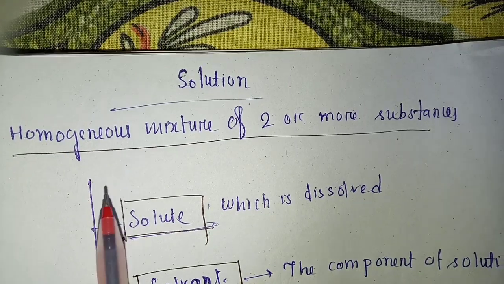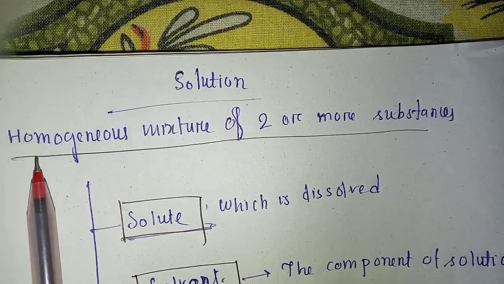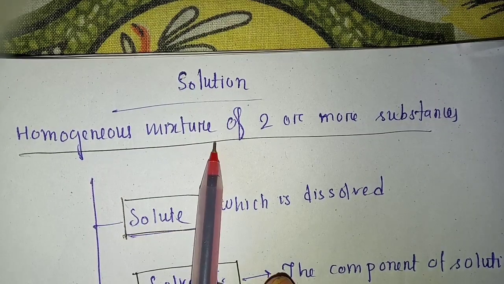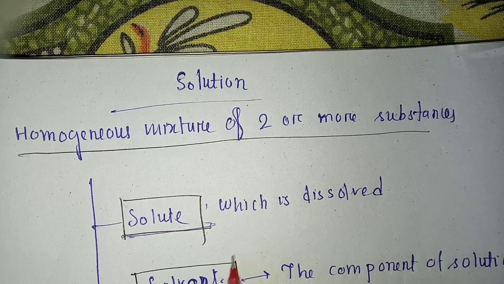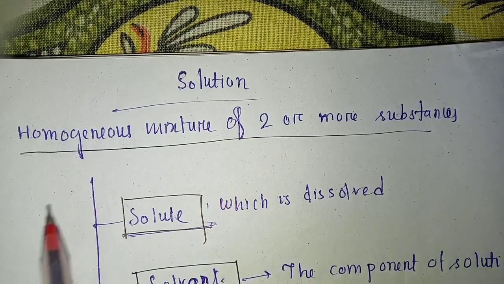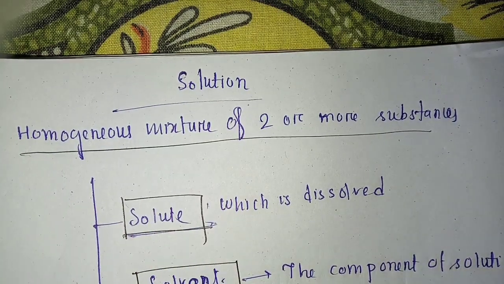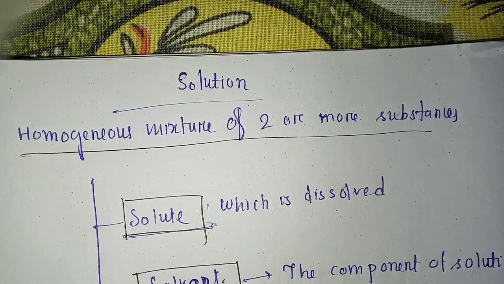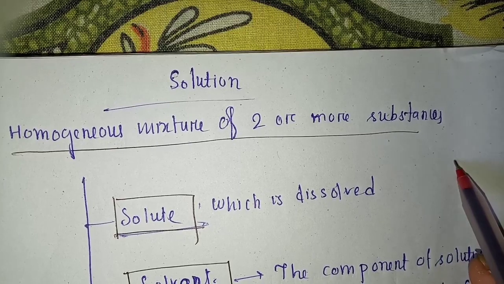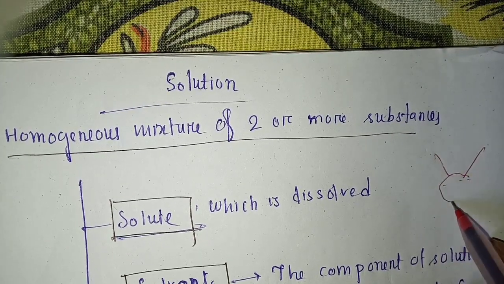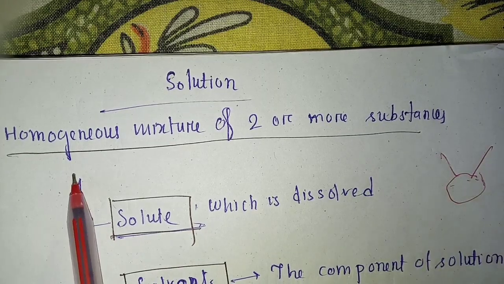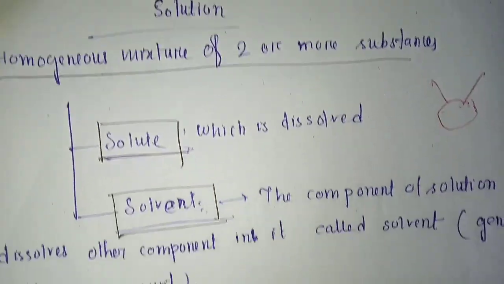The basic definition of a solution is that it is a homogeneous mixture of two or more substances. Homogeneous mixture. Now guys, what is a mixture? We know a mixture means if we mix two or more substances, it is a mixture. Now what is homogeneous? To understand this, let me give an example.